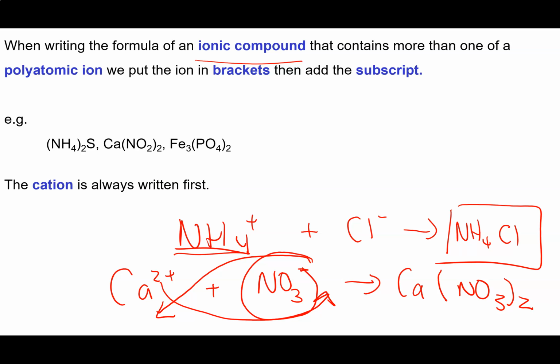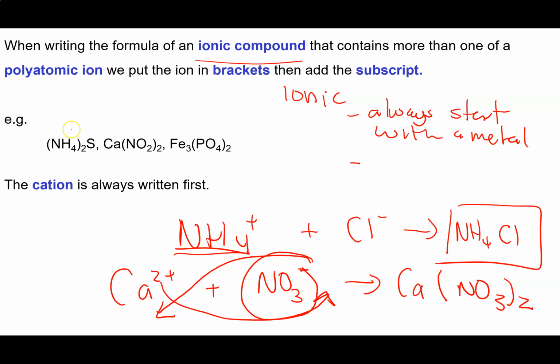Earlier on I had mentioned the idea that ionic compounds always start with a metal, but now what we can write is that potentially they can also start with a polyatomic cation. We could put NH4, right? We can see that now that that's a possibility.